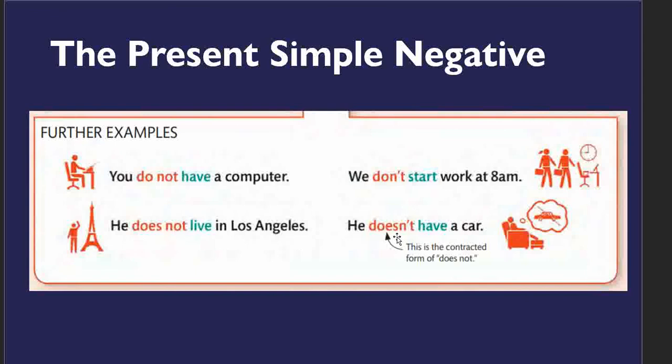You can look at the video on contractions, the quick checklist. D-O-E-S, the O is replaced by an apostrophe, and the T remains as such. So does not becomes doesn't. He doesn't have a car. At this point, you may construct sample sentences looking at the examples on screen. Let us proceed.